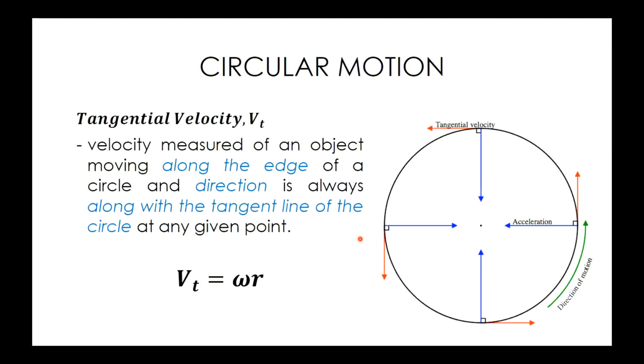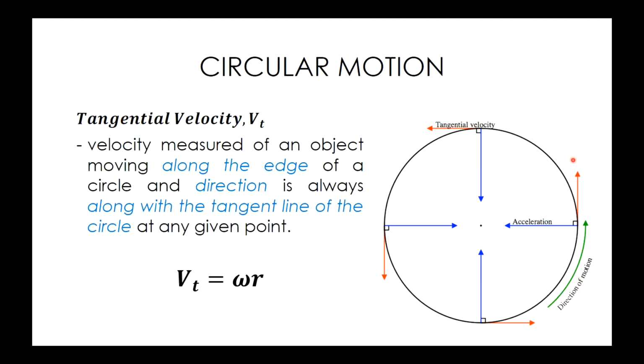So, next tayo, we have the tangential velocity. Ito naman is the velocity measured of an object moving along the edge of a circle, and direction is always along the tangent line of the circle at any given point. So when we say tangent, from your geometry, from your math, ibig sabihin, at one point lang siya nag-meet sa edge ng circle. So, ibig sabihin yan, ang kanyang direction is always along the tangent line of the circle.